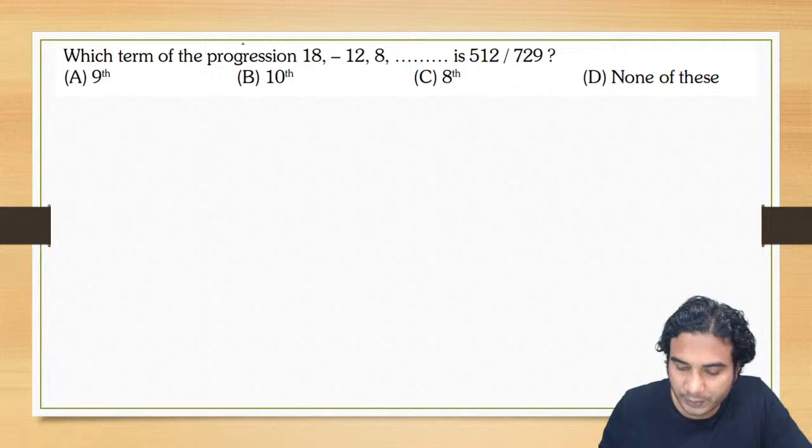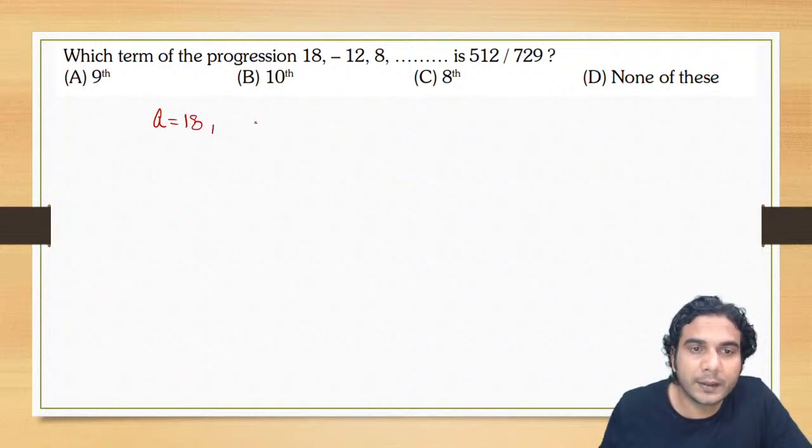Subhash, Sakshi, okay, both of you are getting 8. All right. How are you, Subhash? Okay, so first term is given, 18. All right, let's write the common ratio. So common ratio is minus 12 upon 18. Also check 8 upon minus 12, just to check by mistake whether it is GP or not.